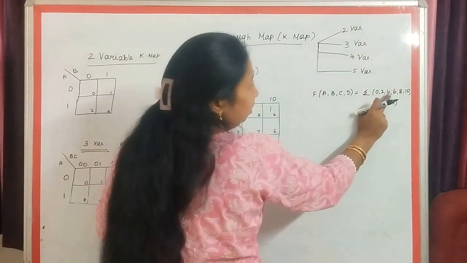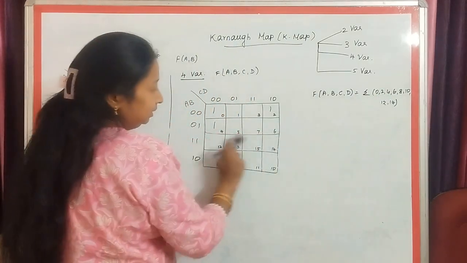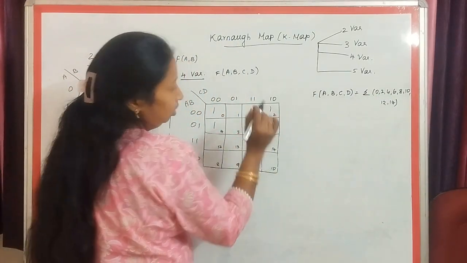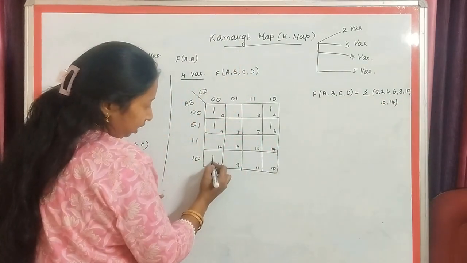Is that clear? Now what is the next number? It is 4. Against 4, I'll put a 1. 6. Where is 6? 6 is here. So against 6, I'll put a 1. Your next number is 8. So against 8, I'll put a 1.